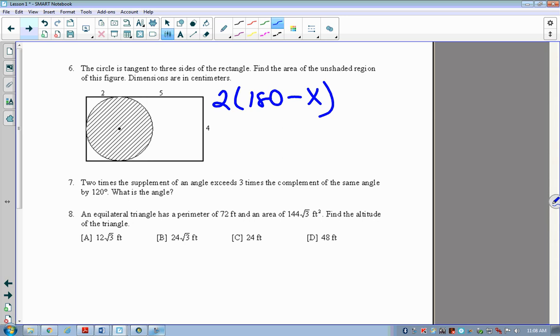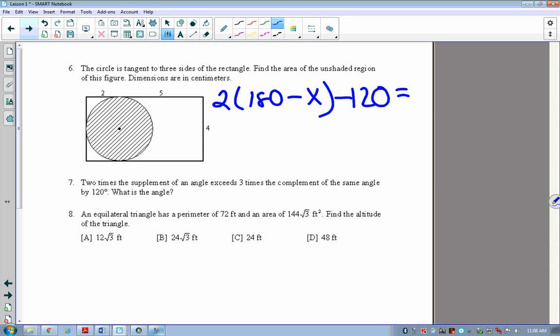Do we all understand that? Okay. Exceeds 3 times the complement of the same angle by 120 degrees. So it exceeds the other side of the equation by 120 degrees. So what do I need to do? Let's say we want to do it to the left-hand side this time. What would I need to do with the left-hand side? Emmanuel? Subtract 120.